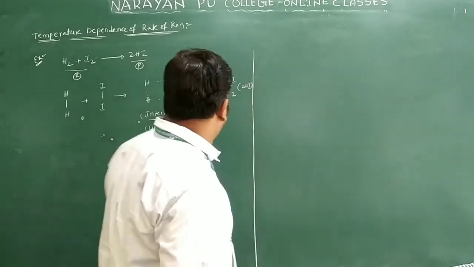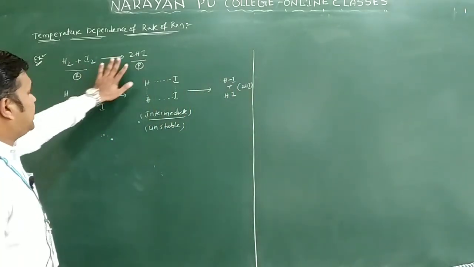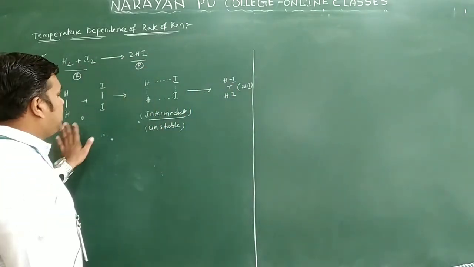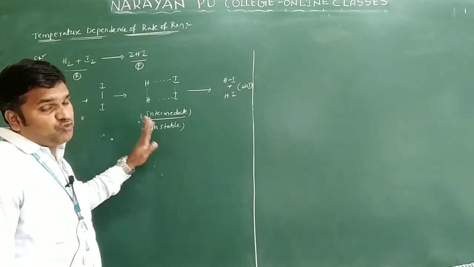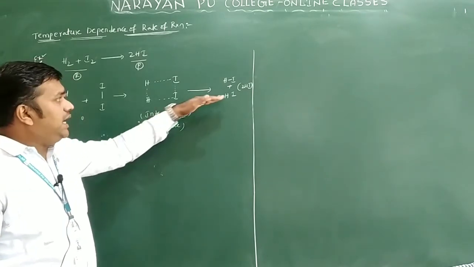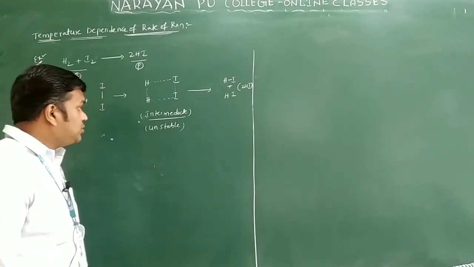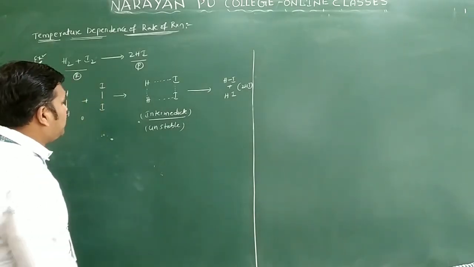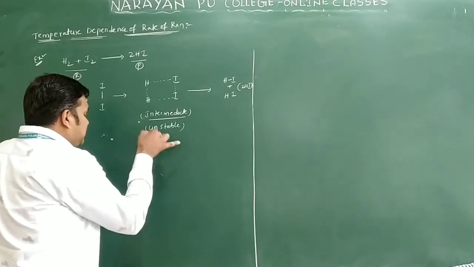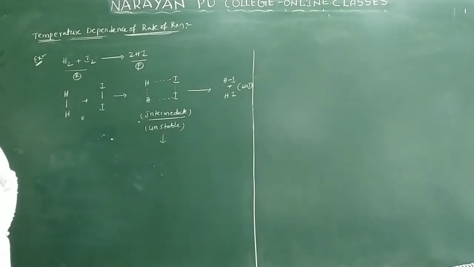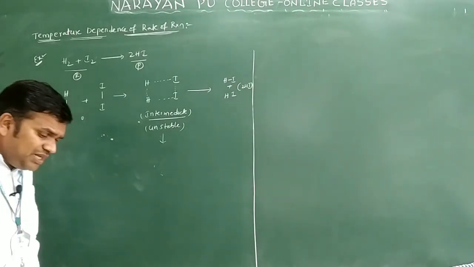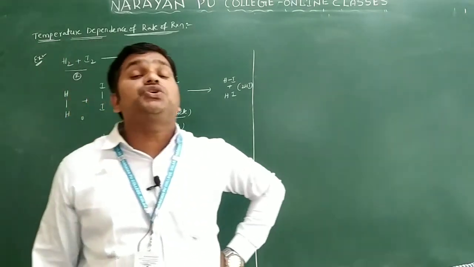Okay, let us see here. What example did I take here? H2 plus I2 gives 2HI. So H2 and I2 will combine to form an unstable cluster complex, a highly unstable complex. So those are converted into products only. Here the intermediate is formed. The lifespan of the intermediate is very small. So this intermediate complex exists for a very short time.